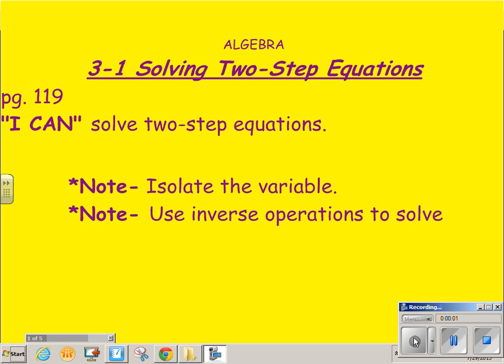In today's lesson, we're going to solve two-step equations. Notice our I can statement is I can solve two-step equations. On a note, just to kind of get us started, remember to isolate the variable and also remember to use inverse or opposite operations to solve.